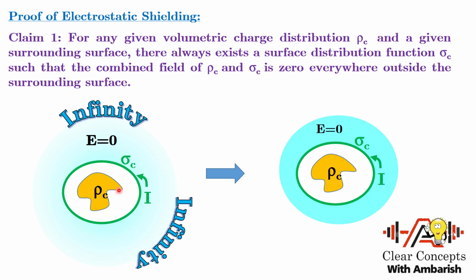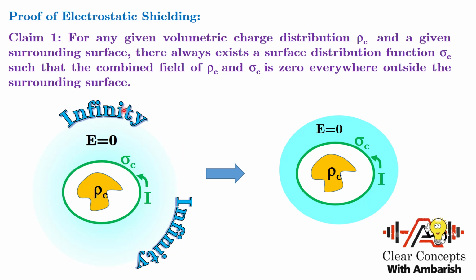That means at any point which is at a finite distance from this boundary 1, the field due to rho c and sigma c must be 0. So what I've proved is that for any given rho c and boundary 1, there exists some sigma c on boundary 1 that can be given such that rho c and sigma c create a cancelling field everywhere outside the boundary 1. Now carrying out this thought experiment one step further.